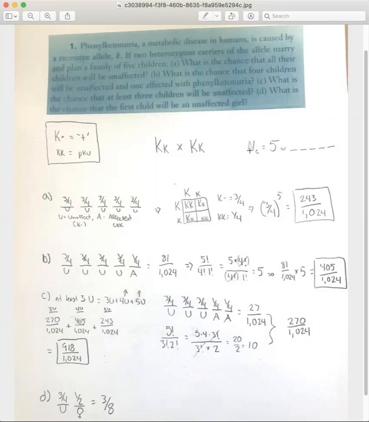So over here, I've said number in the family of children equals 5. Or if we draw it out as events, these are 5 separate independent events, having the first child, second child, et cetera, all the way down to the 5th child. So in part A, it asks, what is the chance that all of their children will be unaffected? Here we have the 5 events, 1, 2, 3, 4, 5. Underneath each of those, I write down the U so that we know that we're looking at unaffected children.